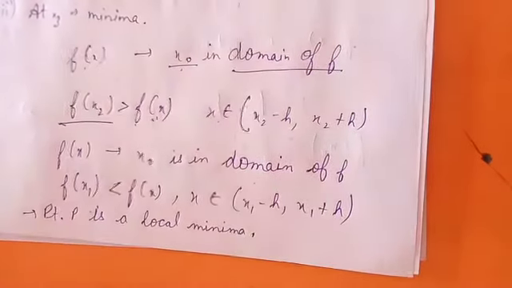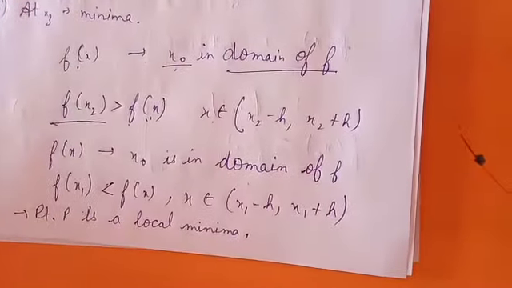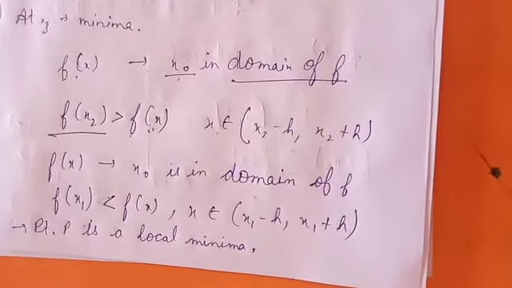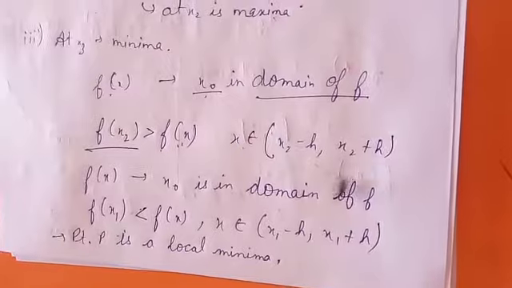Now we'll talk further about how to check whether a point is a local maxima or local minimum. First of all, let me explain what critical values are. What are critical values?